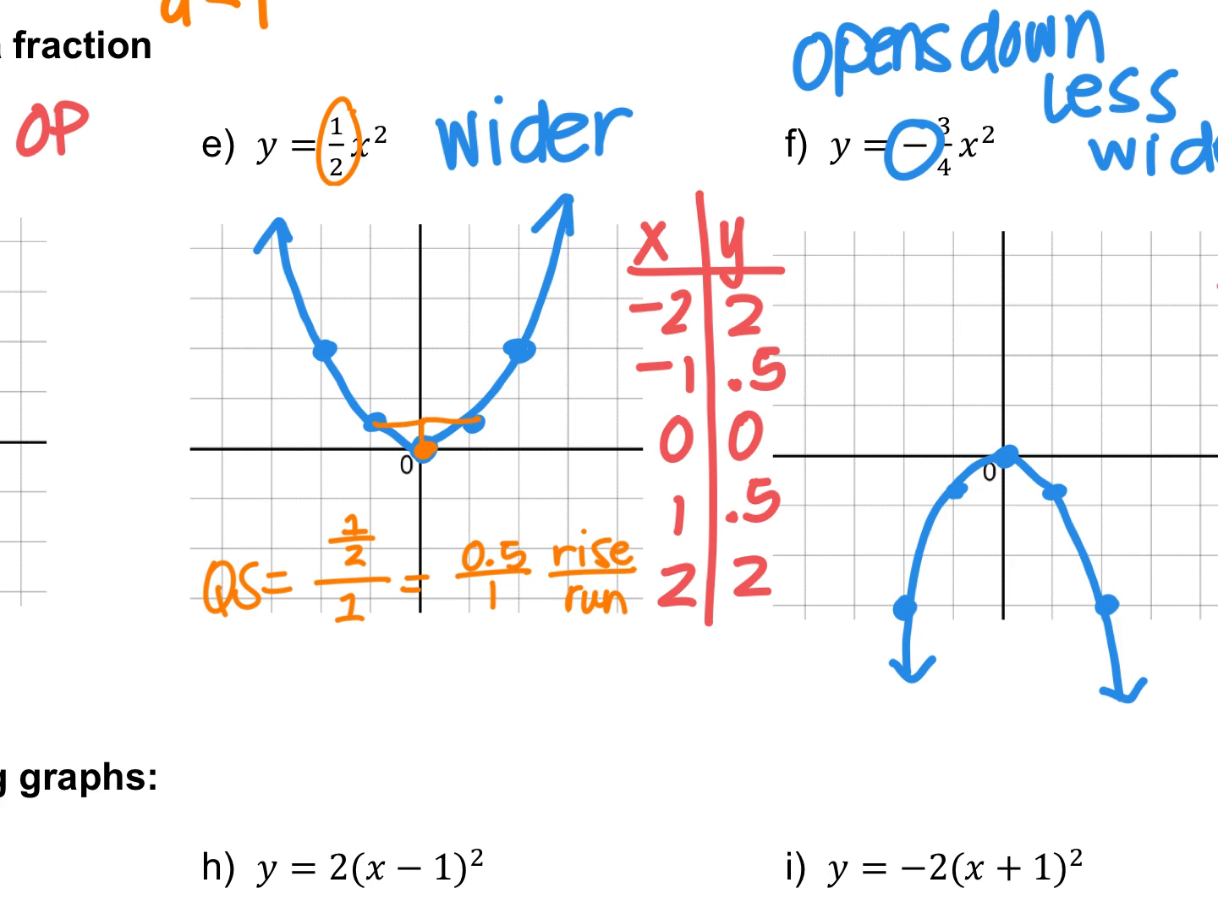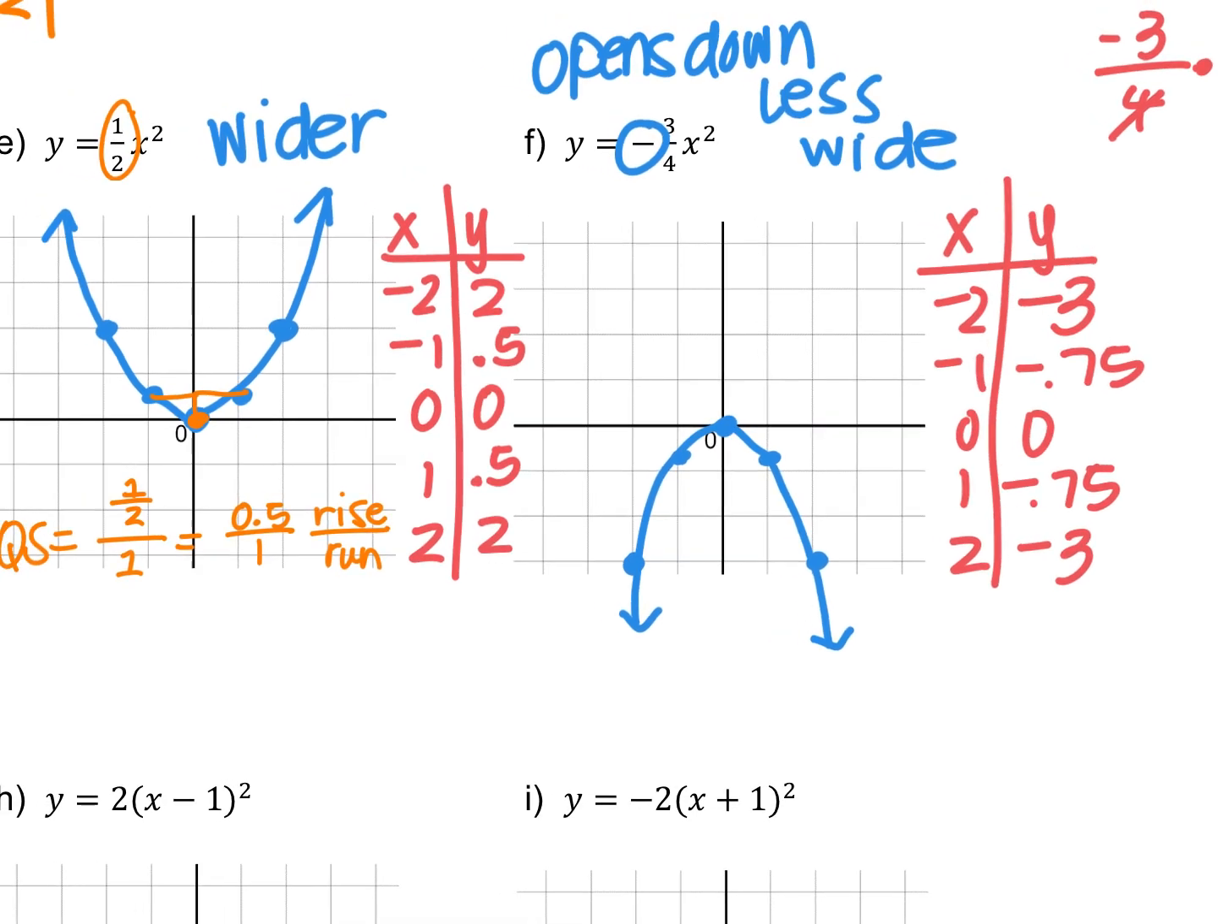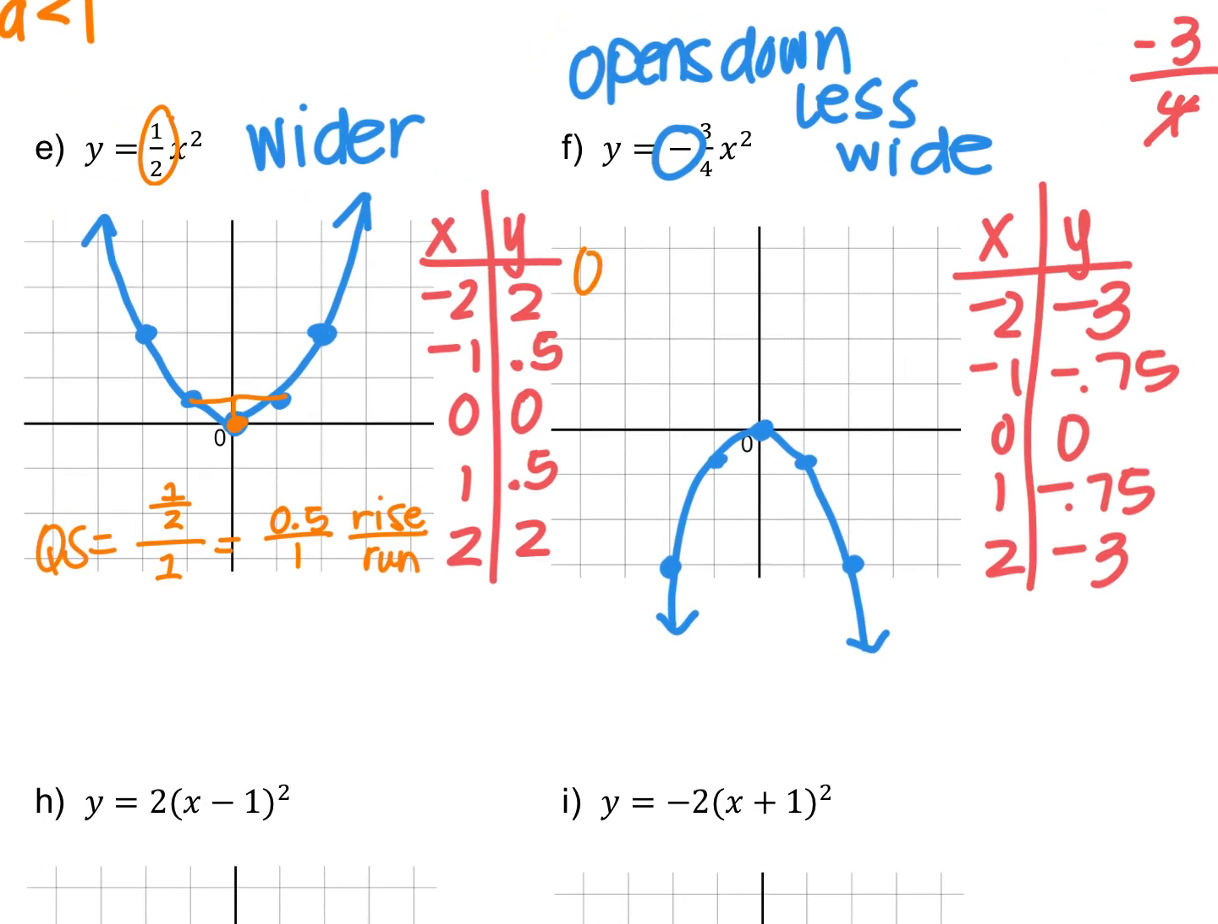Is the next one 0.75 over 1? Yep, negative. So my quote slope is -3/4 over 1 or -0.75 over 1. So from 0, we go down 0.75, right and left 1.